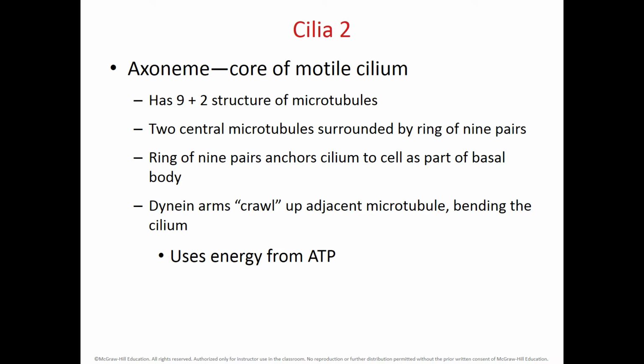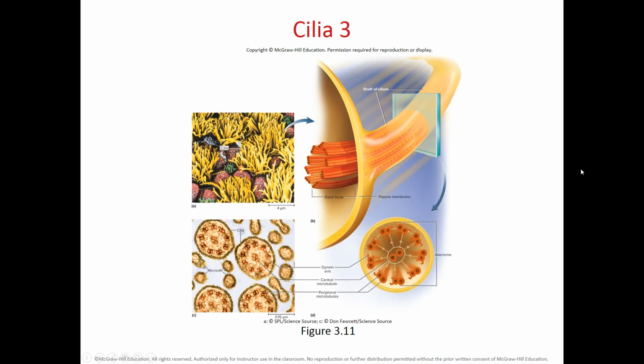And then within this cilia, you have a protein called dynein that has little arms that crawl up an adjacent microtubule, bending the cilium. And this motion of the cilia uses energy from ATP. Now there are some diseases that affect dynein, that protein, and the cilia won't be motile. So it won't move, and the person will trap mucus within several areas where this cilia is present.